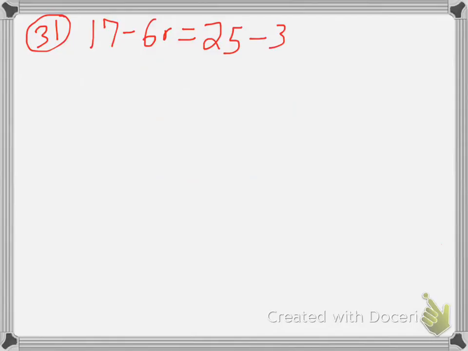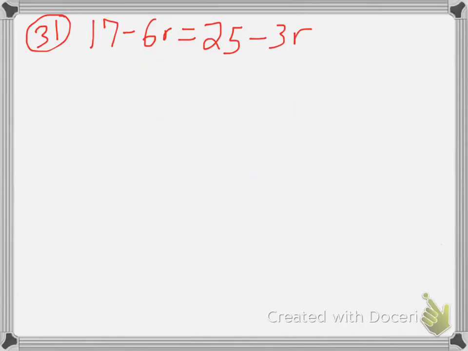The next problem I will do is number 31. On this problem, we have variables on both sides. And 31 is 17 minus 6r equals 25 minus 3r. So I have r's on both sides.